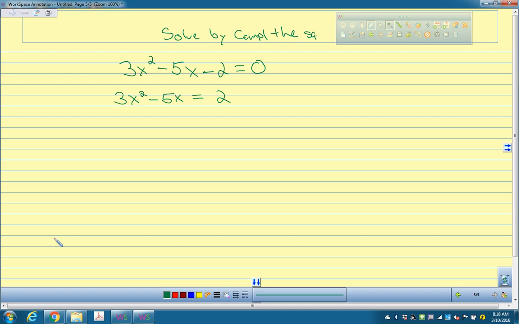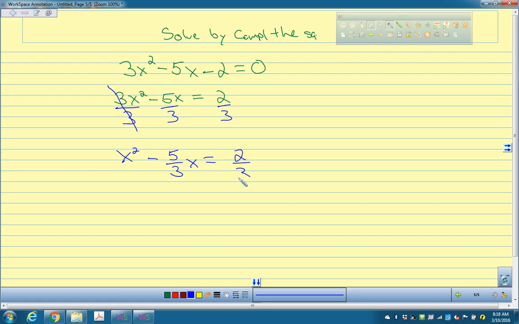What does that second step say on those notes that I gave you? What do I do, Adam? You divide by the coefficient. Divide everything by the coefficient of x squared. So I'm going to divide everything by 3. Everything. Okay? This is really important. Because then what I get is this. X squared, because that 3 goes away, minus 5 over 3x equals 2/3.